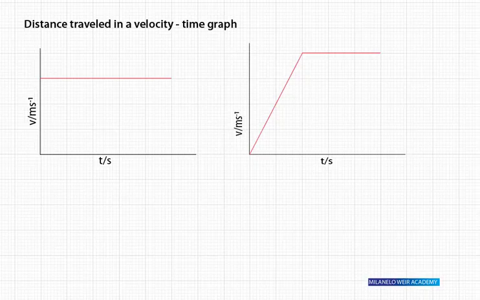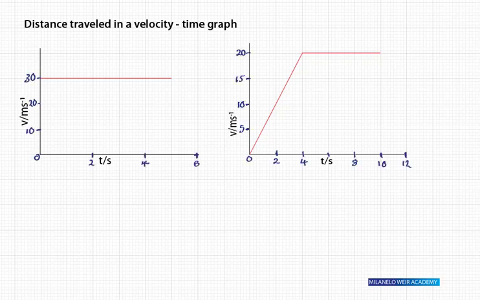We now look at calculating distance traveled in a velocity time graph, right? Let us put in the values. So the numbers are in. Now let's do the calculation. And how do we calculate that? The distance traveled in a velocity time graph is the area under the graph.